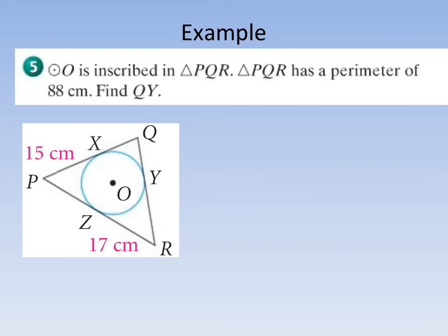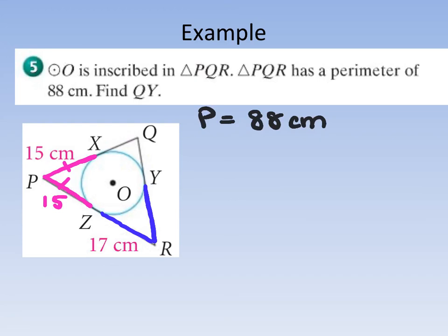In the last example, it's given to us that the perimeter is equal to 88 centimeters. Now, based off of what we know, we have that since PX and PZ are tangents that meet outside the circle, they're congruent. So since PX is 15, PZ is also 15. For the next part, since ZR and YR are tangents that meet outside the circle, they're congruent. So since ZR is 17, I'm going to call YR 17.